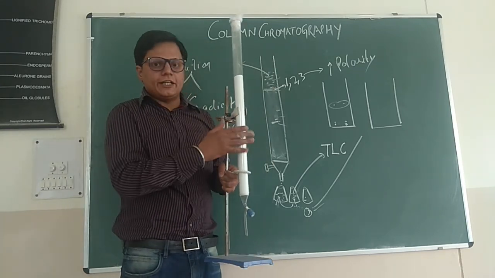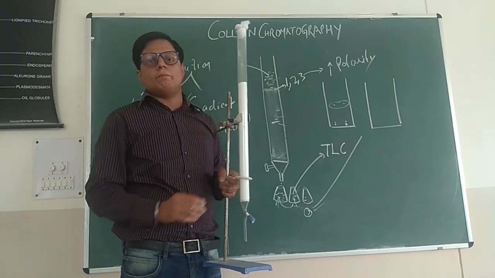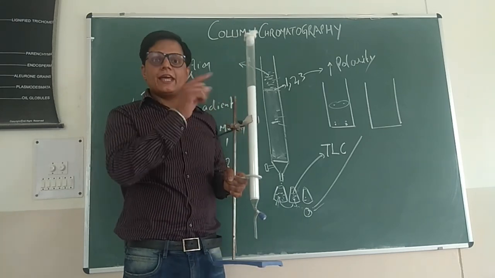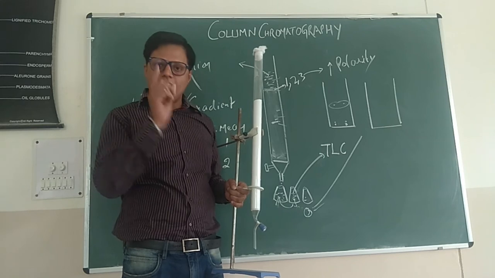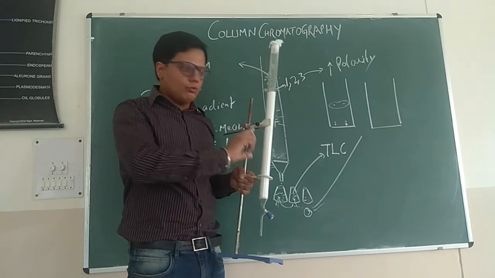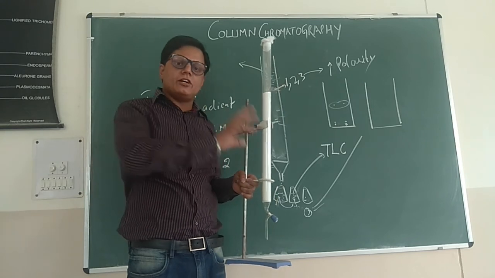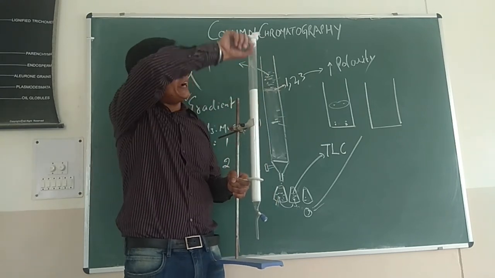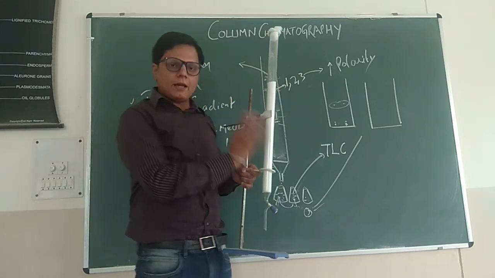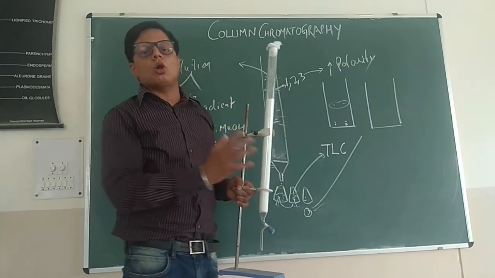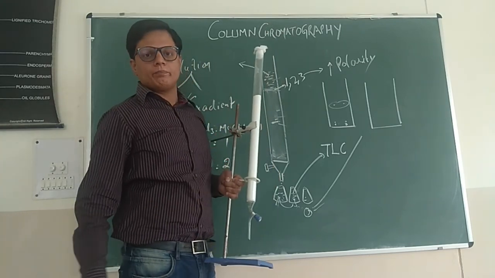And I have started the tapping. This is the tapping of the column. In this way, this is the dry method. But in the wet method of packing of the column, you will take the silica gel powder and add it in a desired solvent system. And then you will add it in the column. That packing is known as the wet method of packing of your column.